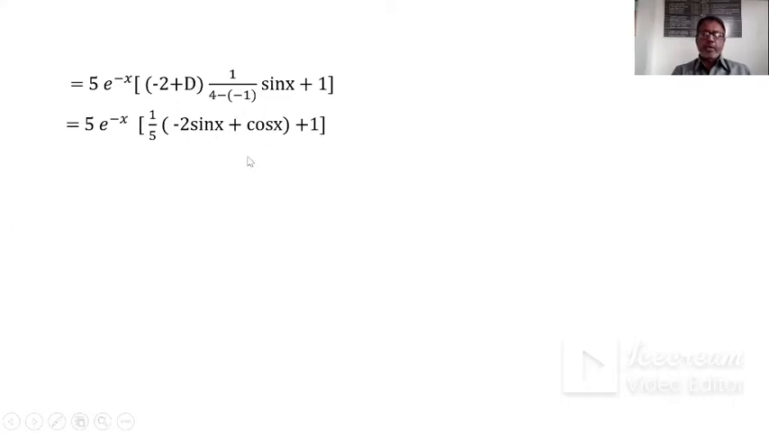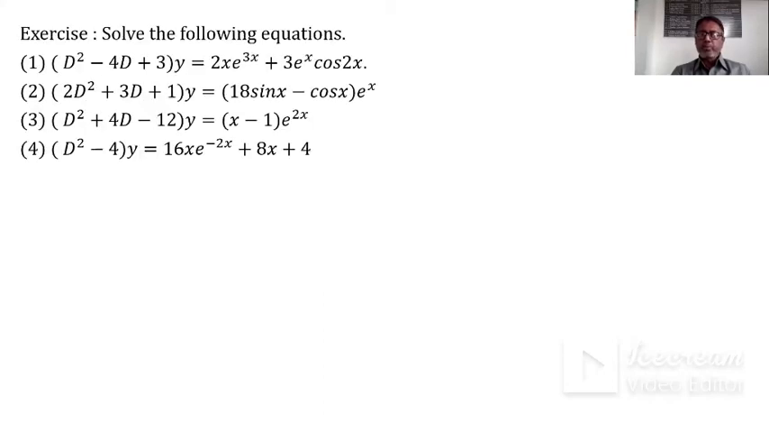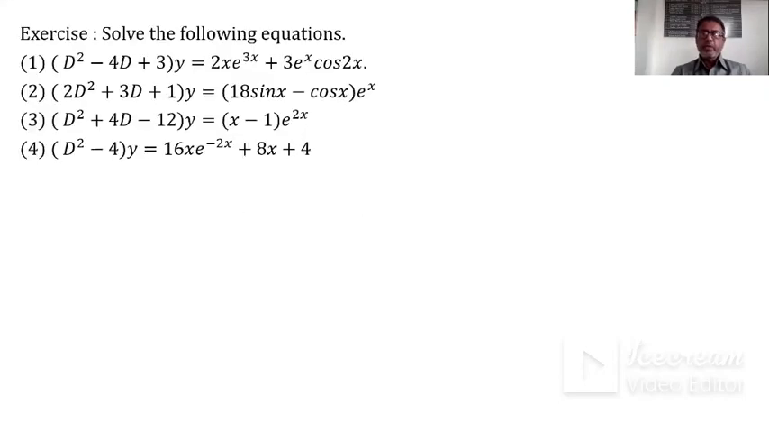This is our yp, and then we simplify this: e to the power minus x. Take 5 inside, we get minus 2 sin x plus cos x plus 5. This is our particular integral. And then we write the general solution as yc plus yp. I hope this much example is sufficient for you. Now take the examples for practice. We have seen the 3 examples of this type, if Q of x is of the type e to the power ax into v.